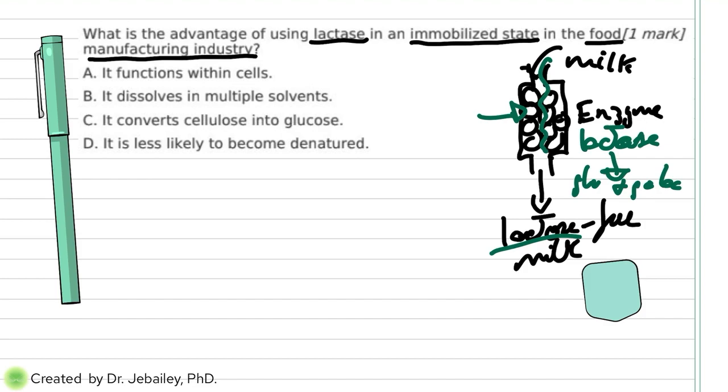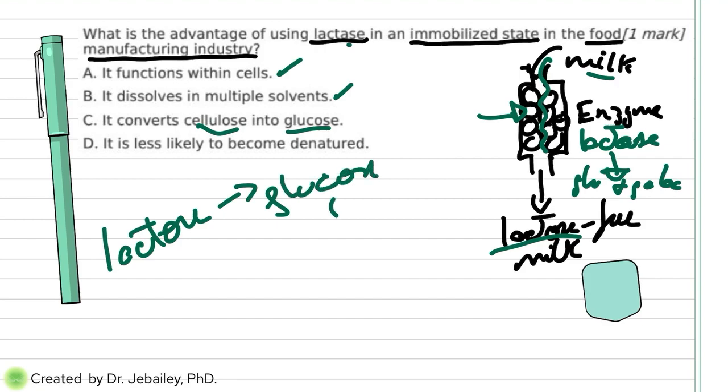The first one says it functions within cells. It has nothing to do with cells. This is done in a lab. It dissolves multiple solvents. Which multiple solvents are we talking about? We just have one milk going through this. So it's not dissolving milk. It's breaking something inside of the milk. So it's not that. It converts cellulose to glucose. Lactase is not about cellulose to glucose. Lactase is about lactose broken down to glucose plus galactose. So there's no cellulose in here. So it's definitely none of these three.